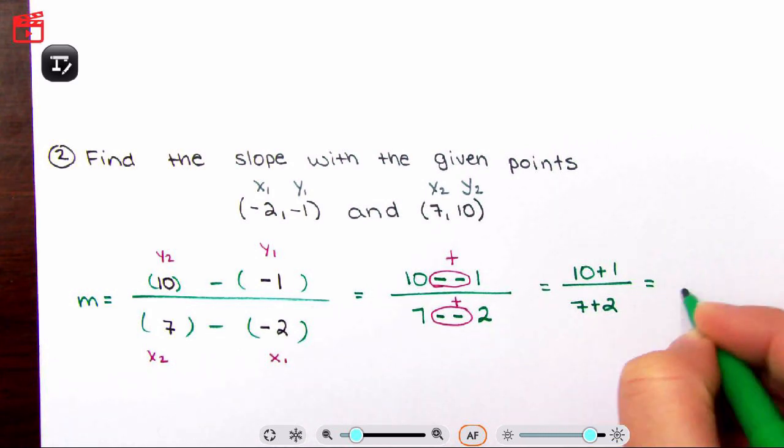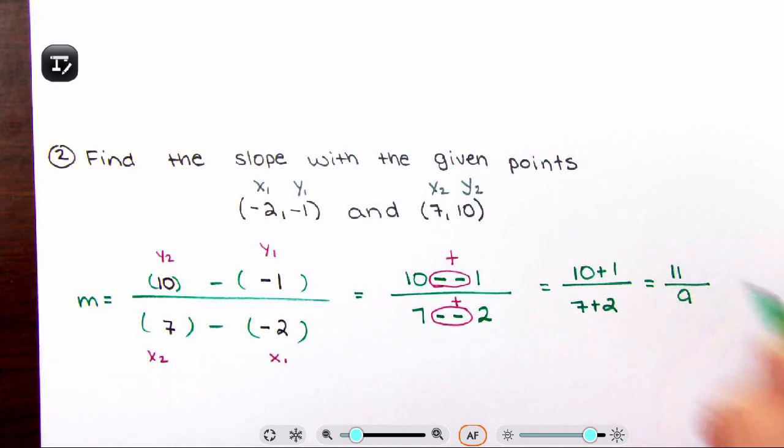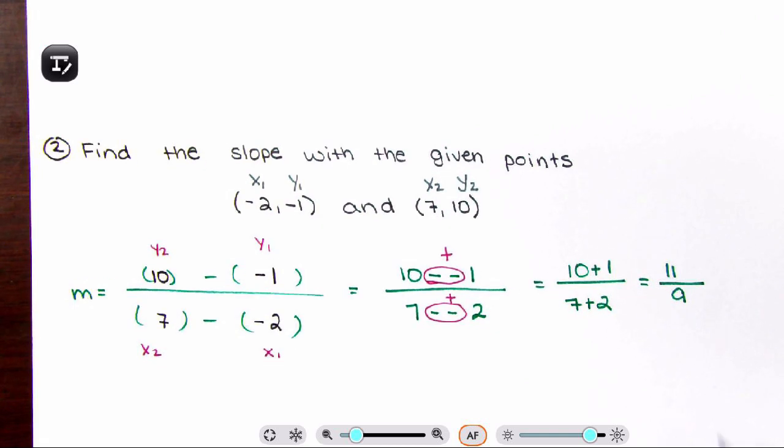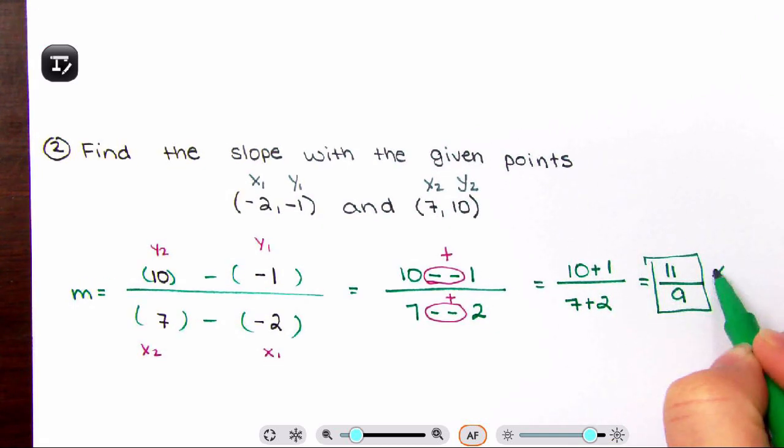So 9 is on the bottom, and 11 is on top. Again, simplify if you can. If you cannot, that is your answer, and that is your slope.